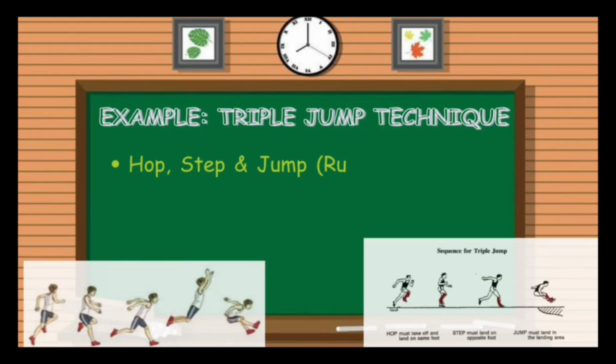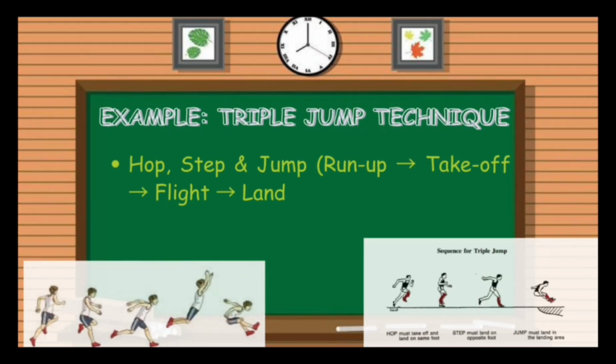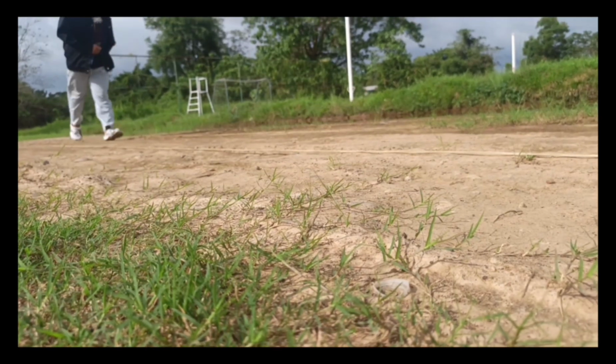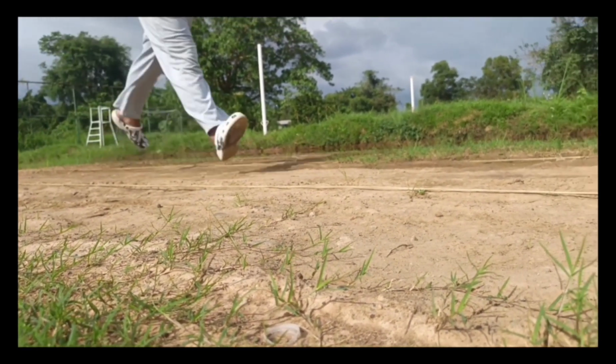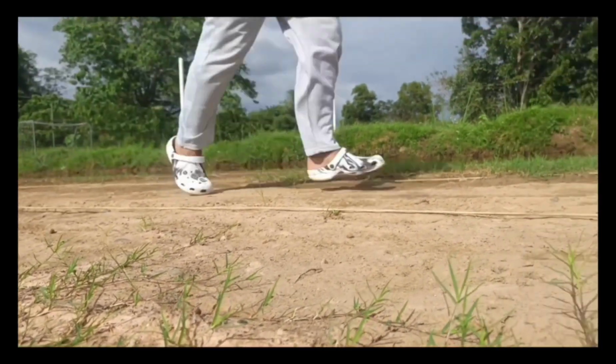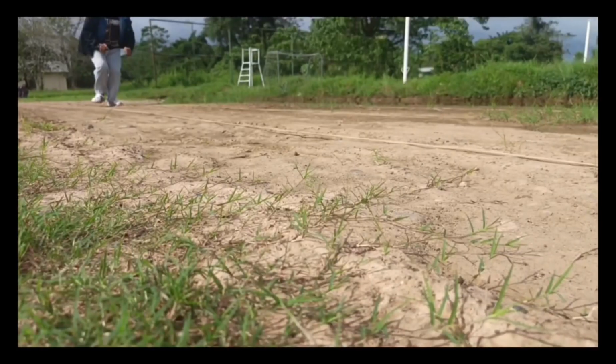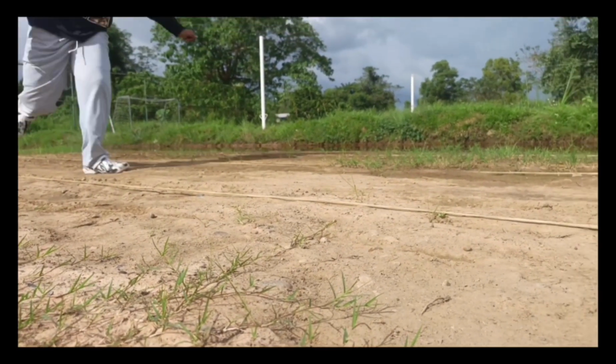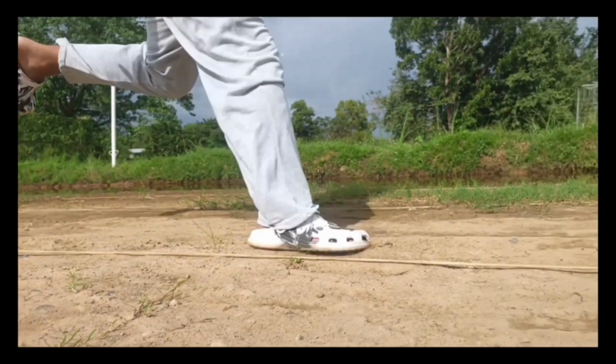For example, here is the triple jump technique. The triple jump can be broken down into four key components: the run up, the hop, the step, and the jump into the sand. In progressive part practice, the coach would first focus on athletes' run up, ensuring proper speed and form. Next, the hop phase is taught, emphasizing correct technique and power generation.